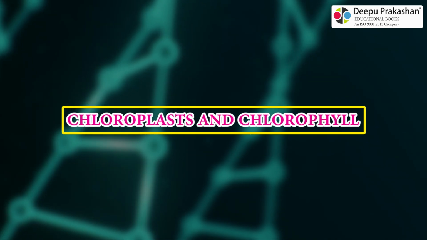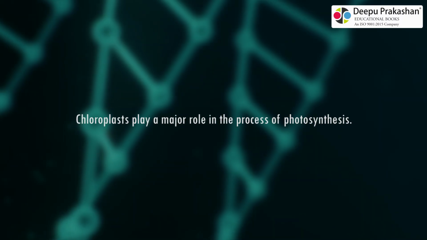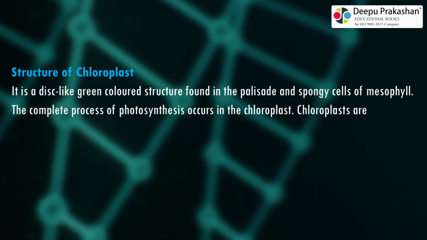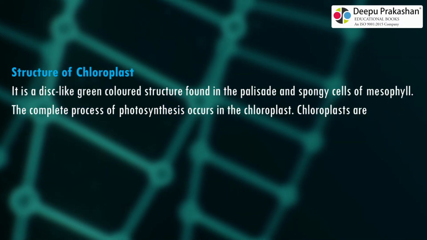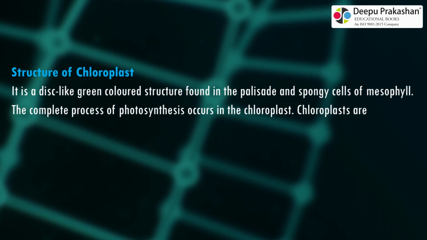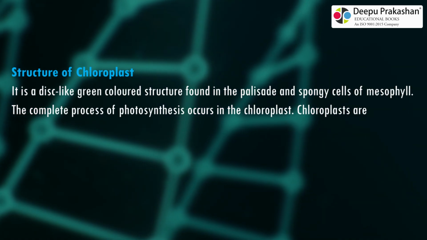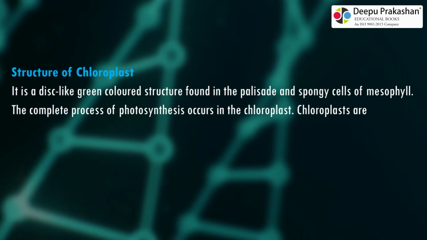Chloroplasts and chlorophyll. Chloroplasts play a major role in the process of photosynthesis. Structure of chloroplast: it is a disc-like green-colored structure found in the palisade and spongy cells of mesophyll. The complete process of photosynthesis occurs in the chloroplast.